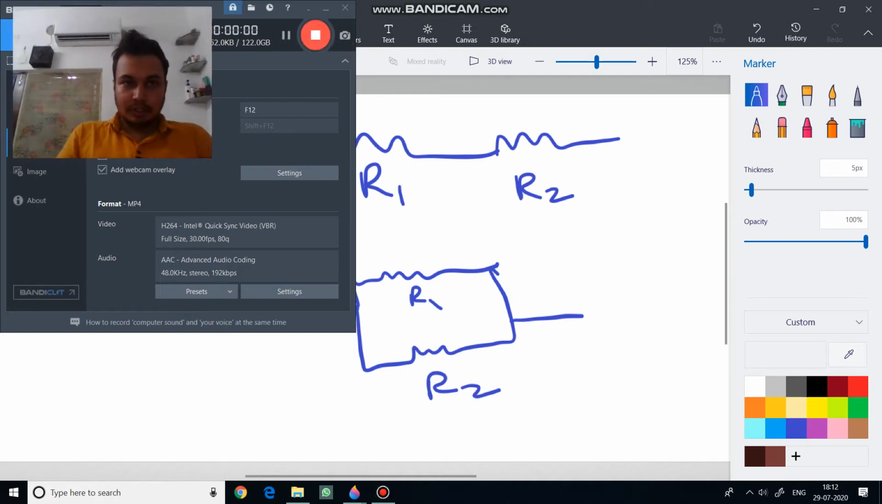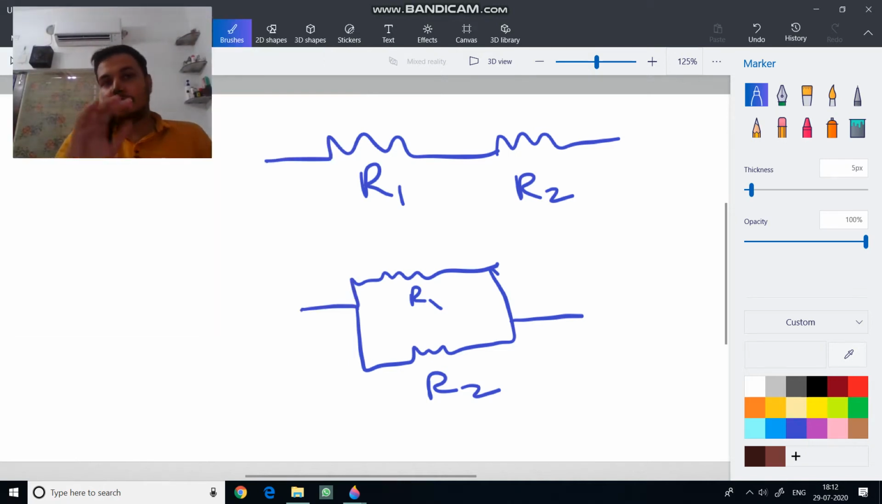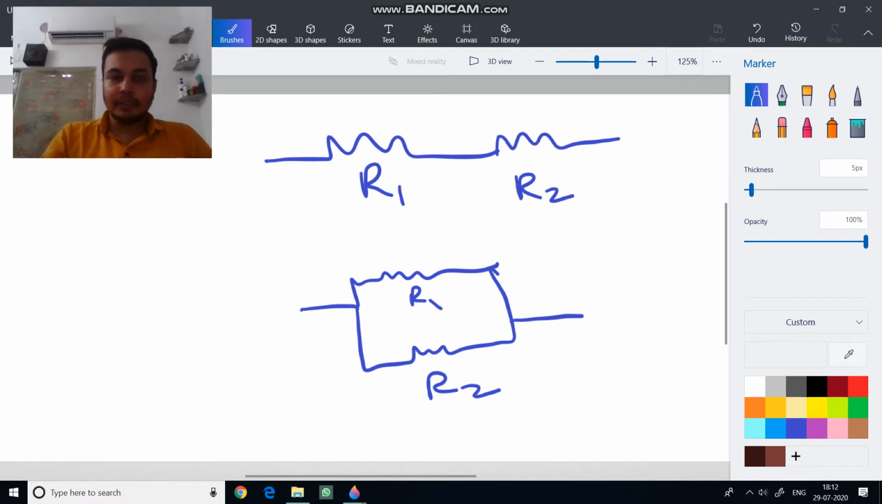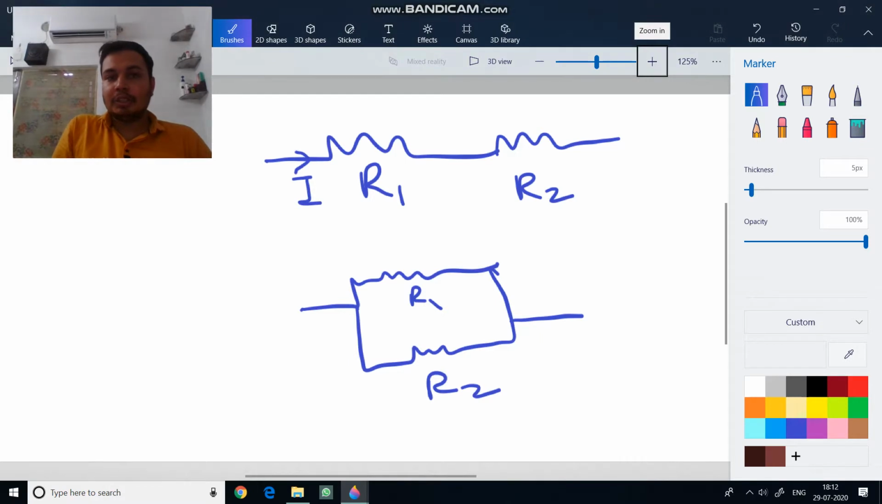So one is in series and the one below is in parallel. The difference between series and parallel is, in series, if the current I passes through this R1 resistance, then the same current I passes through the R2 resistance. While in parallel, in series the current through both resistors is the same, while in parallel the potential difference across both the resistors is the same.